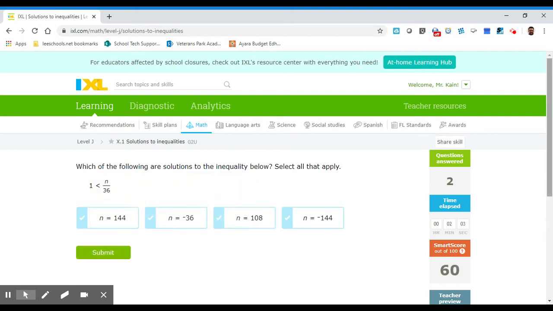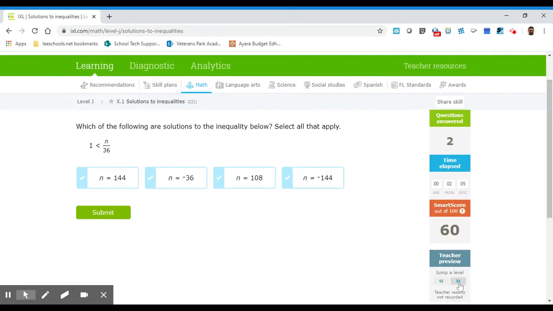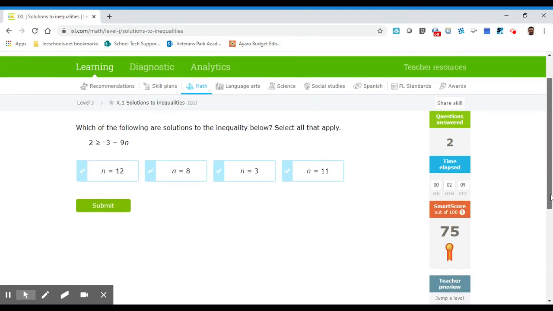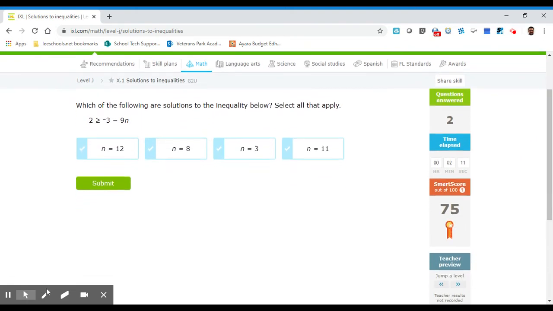Okay, let's go up again. 75. Okay, so now once you get up to this level, this is where we're going to have to start writing down the problems, because it's going to involve solving each of these one at a time. So let's write our number sentence. 2 greater than or equal to negative 3 minus 9 times n. So let's put our first value in here, which is 12. Okay, and then we can solve it.